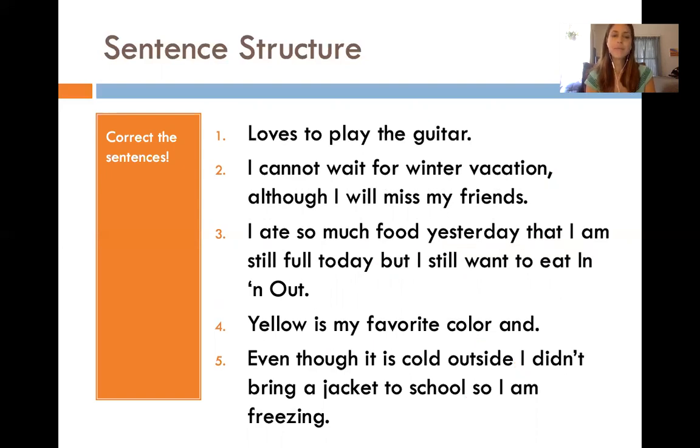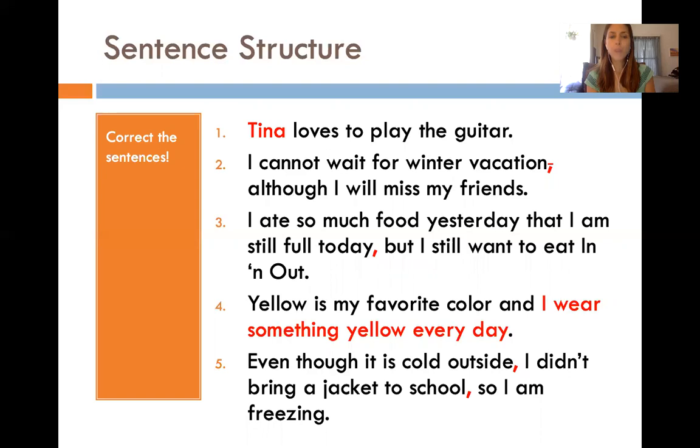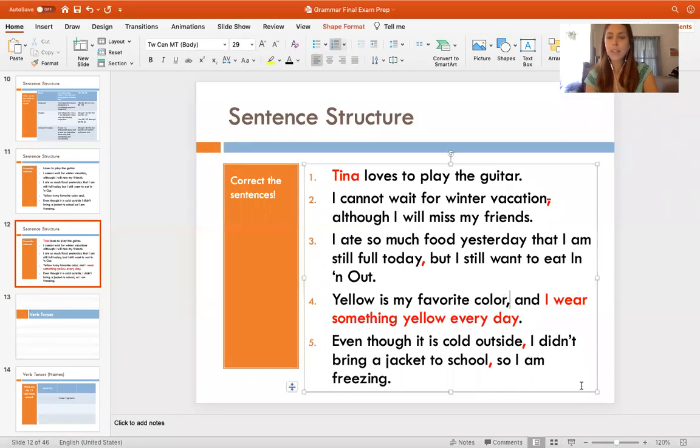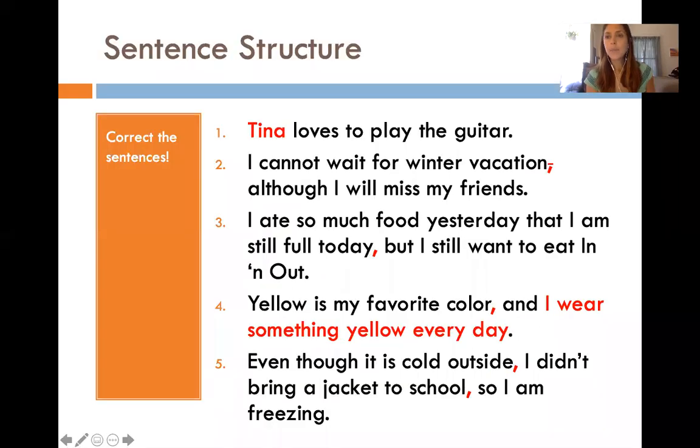Number 4, yellow is my favorite color and. Now there's a few different ways that you could correct this. You could get rid of the and you could just put yellow is my favorite color, period. However, we are trying to practice a lot of different sentence structures. So for number 4, yellow is my favorite color and I wear something yellow every day. Now remember what I said about commas and coordinating conjunctions? And is really the only one that it's a little bit iffy. Now you can absolutely put a comma there as well. But if you look it up, it's called what is it called?